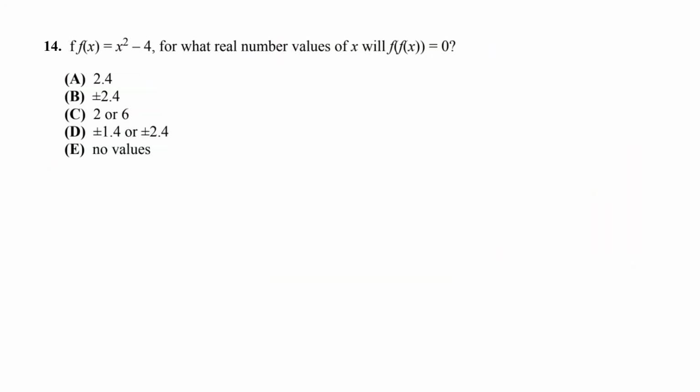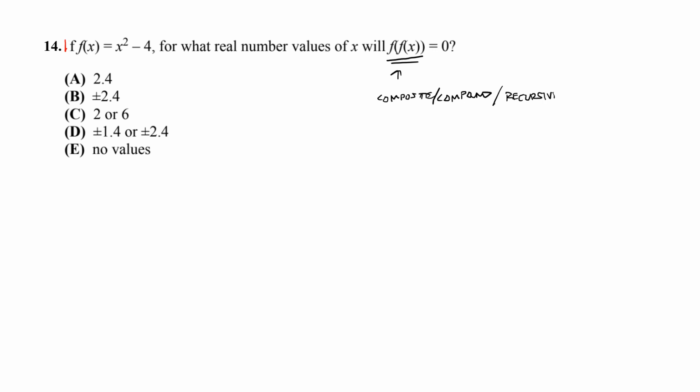All right, so if f of x is equal to x squared minus 4, for what real number values of x will f of f of x equal 0? So very quickly we recognize once again that this is another composite or compound function, where you're using the output of one as the input of another function. Interestingly enough, we're only given one function, just f. So this is also known as a recursive function.